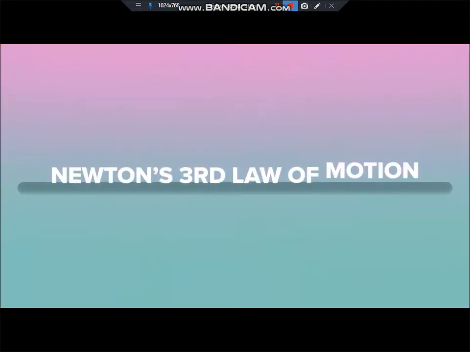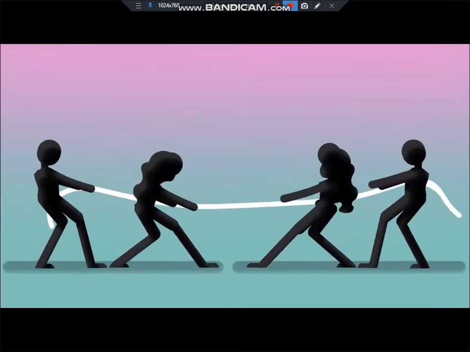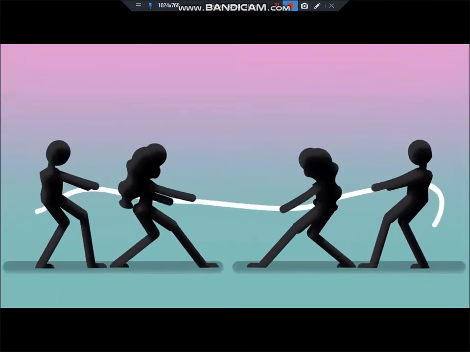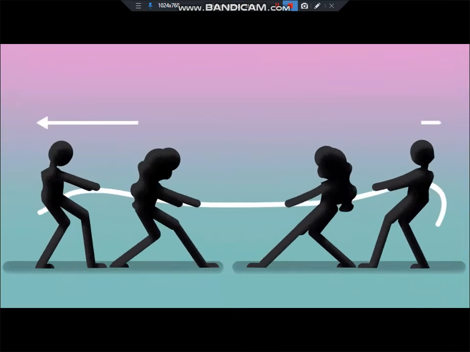Let's take a look at Newton's third and final law of motion. Think about a game of tug-of-war. Each team exerts a pulling force, but with equal and opposite forces, the rope doesn't move. There's no acceleration. It's a tied game.